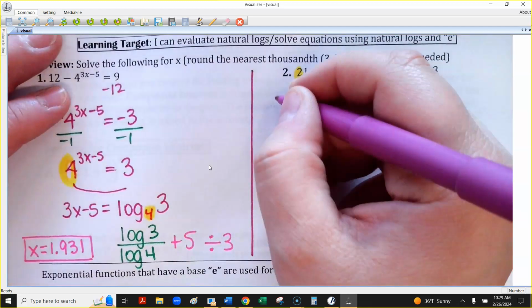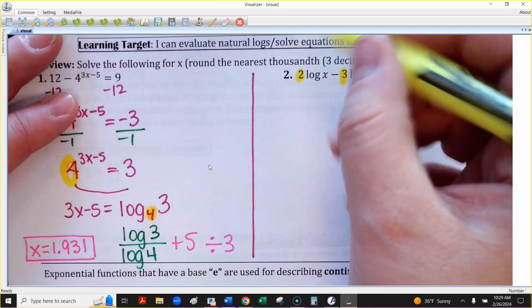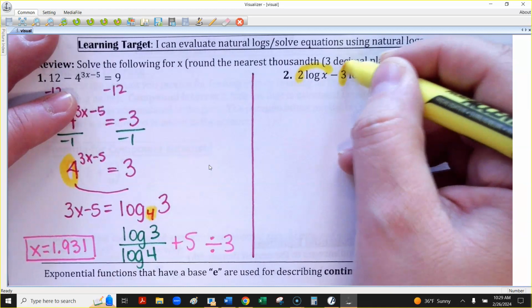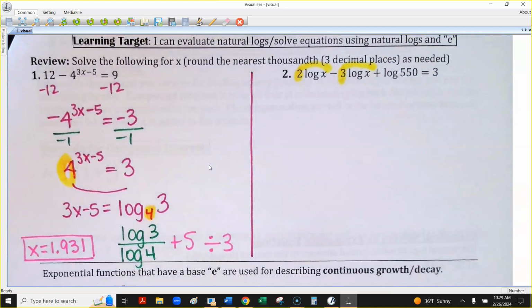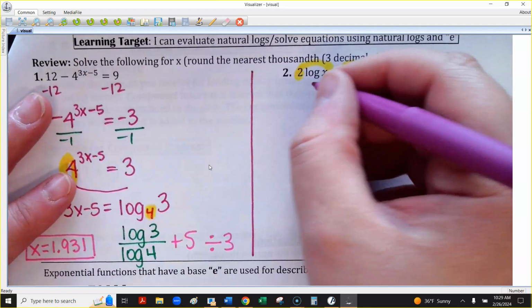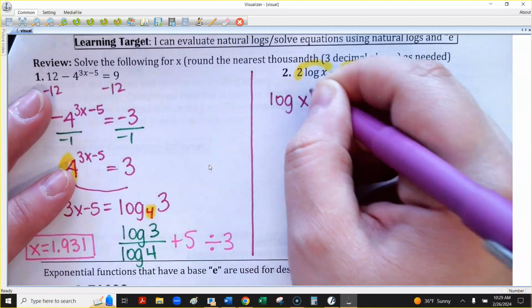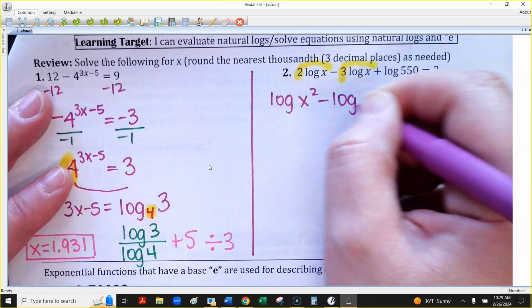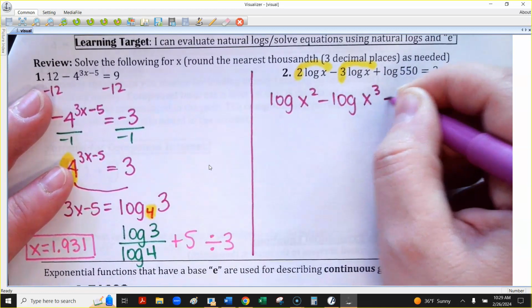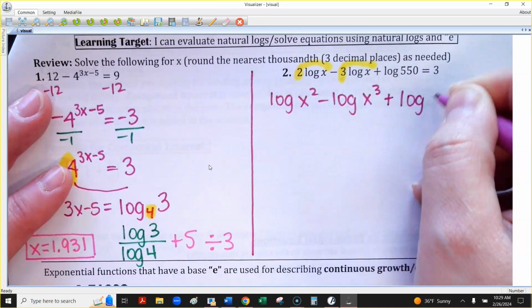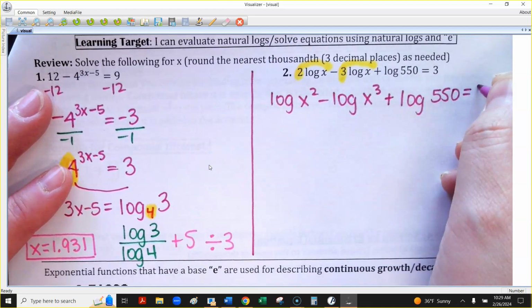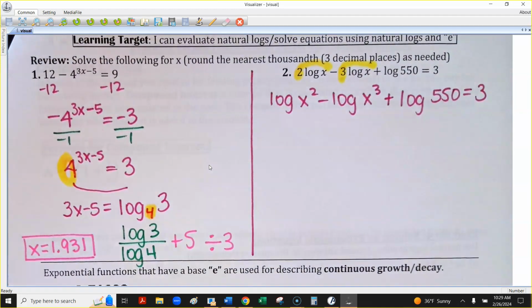The number in front is multiplied by the log, and can become an exponent on whatever you're taking the log of, if you're trying to squish these together as a single log. So this is really the log of x squared minus the log of x cubed, and then plus the log of that 550. All right, after I've applied my lovely little power rule, you have to apply the rules as you read the question from left to right. So I'm just going to do this all in one step.